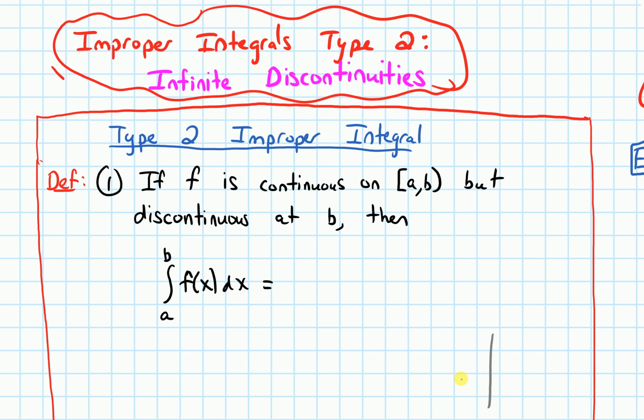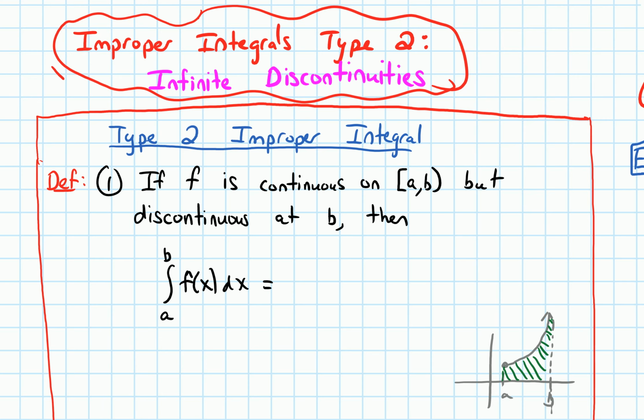If I have some axes, and this is a, and this is b, I need my function to be continuous everywhere on this interval except for at b. That could happen, for example, if I have a vertical asymptote at b. This integral needs to describe the area under the graph over that interval from a to b.